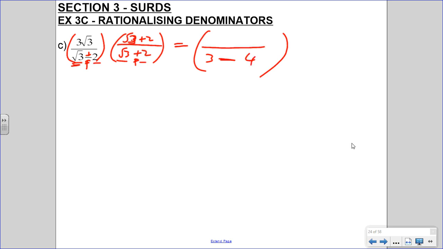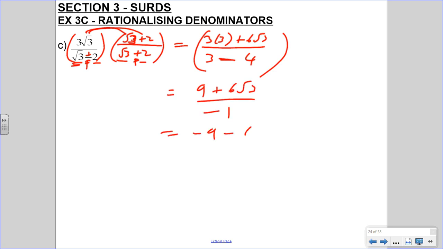And then on the top, 3 root 3 times root 3. So 3 root 3 times root 3 is 3 times 3, because root 3 times root 3 is 3, plus 2 times 3 root 3, so 6 root 3. So at the moment we have 9 plus 6 root 3 all over minus 1, which is the same as minus 9 minus 6 root 3. Okay? Done.